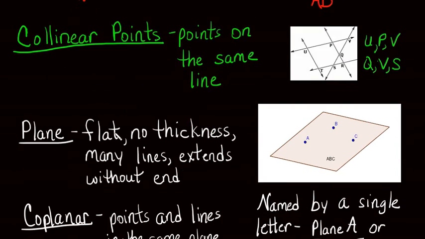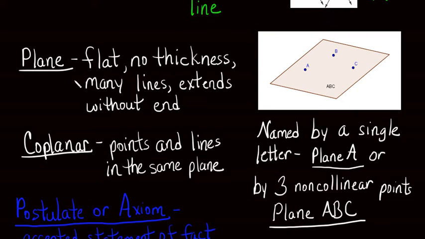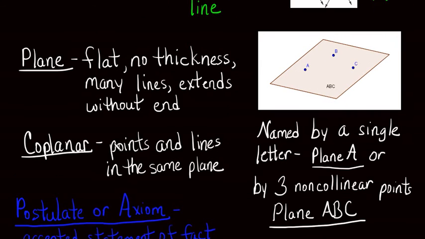All right. Another word we'll hear is plane. I like to just think of it as plain, like P-L-A-I-N. It's just flat, it's just ordinary. But this is P-L-A-N-E, plane. It's flat. It has no thickness, contains many lines, and extends without end. So here is what a plane would look like in geometry. Now if it's coplanar, just like collinear, that means we have points and lines in the same plane. So here points A, B, and C are all coplanar because they're in the same plane.